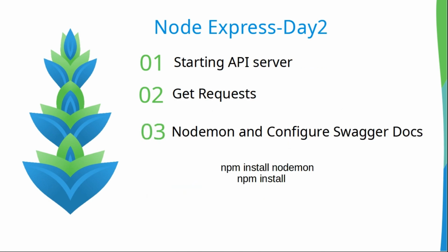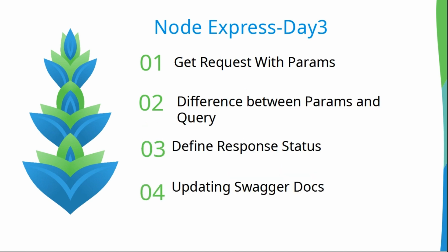On the last day, day 2, we already learned how to start our API servers, a simple GET request, installing libraries, Node, and configuring Swagger documents. On day 3, we are going to learn about the GET request using parameters and queries and response status, and then we'll update our Swagger docs as per the new GET request with params that we are going to define. So let's get started.